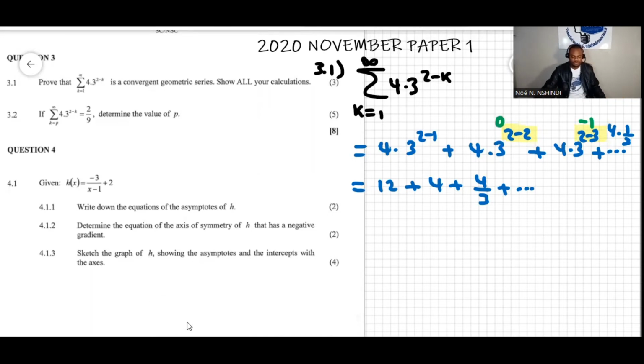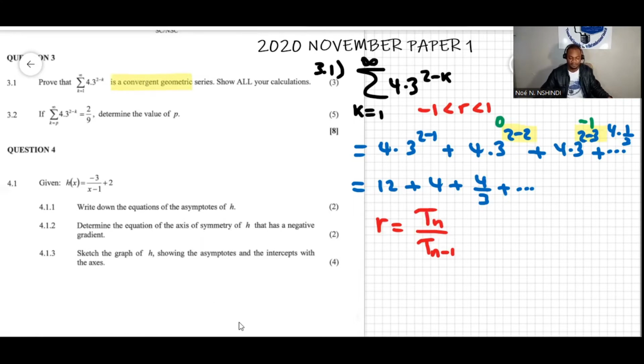Now that we know this, we can work out the constant ratio. R will be equal to Tn over Tn minus 1. This is the constant ratio for this sum. Now, to prove that the sum is a convergent geometric series, the condition is that the constant ratio is in between -1 and 1. Yes, then R will be in between -1 and 1.